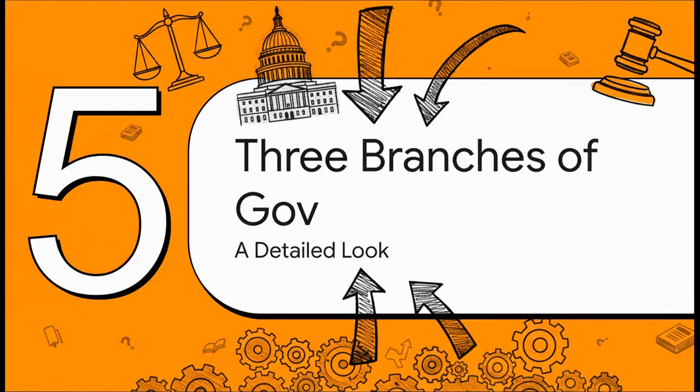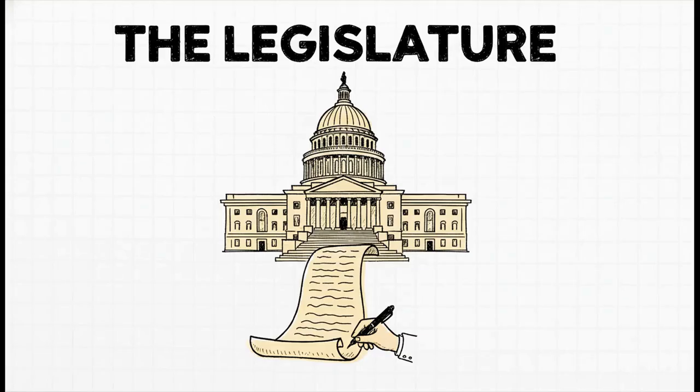All right, let's zoom in and get into the weeds of what each branch actually does. For your law paper, you really need to know these details inside and out. So let's break it down. First on the list is the legislature. These are the folks responsible for creating the laws of the land.